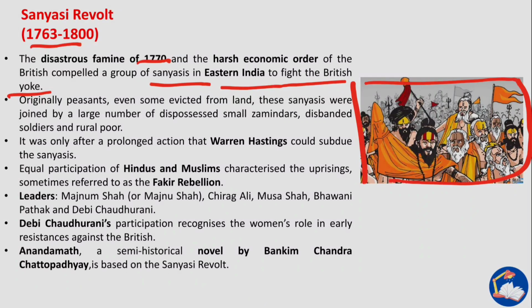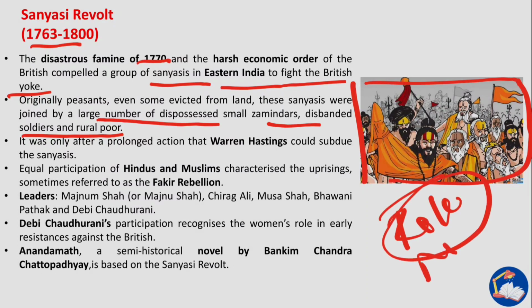Okay, originally peasants, some even evicted from land, these sannyasis were joined by a large number of dispersed small zamindars, disbanded soldiers, and rural poor. So basically, sannyasis are often seen as role models in society, the ideal character of a religious person. So when they themselves took to revolt against the British, they were followed by small zamindars, disbanded soldiers and rural poor. So it became a large movement.